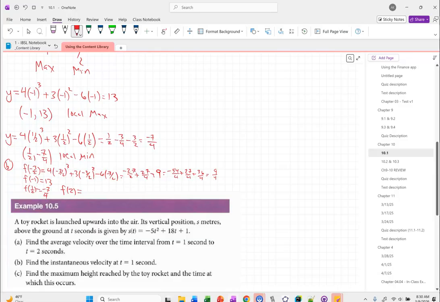And then if I do the same thing for 2, I have 32 plus 12, that's 44. Oh, minus 12 is 32.